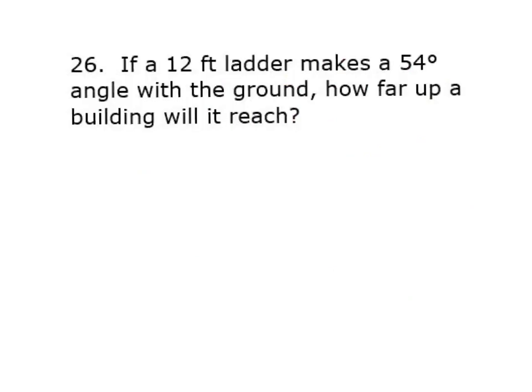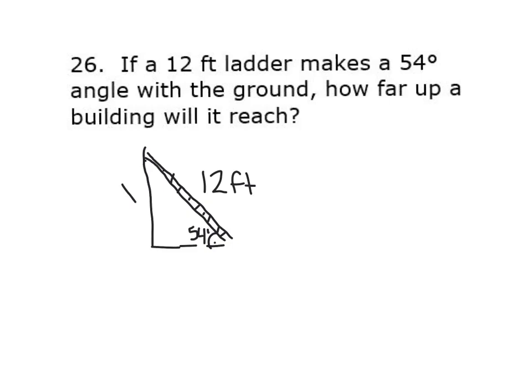Okay, on number 26, we have a 12-foot ladder, and it's making a 54-degree angle with the ground. So this ladder is leaning against a building. So I don't draw the best. So here's my ladder. My ladder is 12 feet. It's making a 54-degree angle with the ground. And we are looking for how high it is reaching against the building.